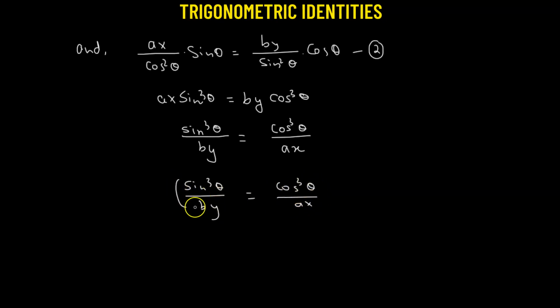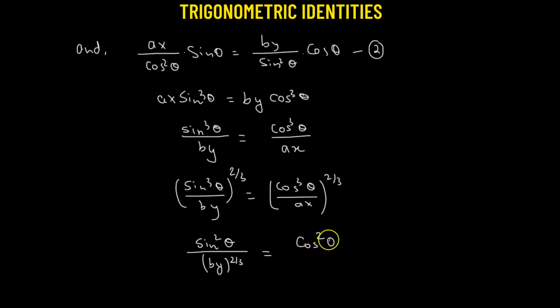We're raising each side to the power of 2/3. So we have sine cubed theta over by, whole raised to the power of 2/3, which gives us sine squared theta divided by by, raised to the power of 2/3, equals cosine cubed theta over ax, whole raised to the power of 2/3, which gives us cosine squared theta divided by ax, raised to the power of 2/3.